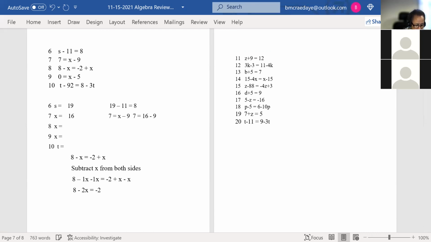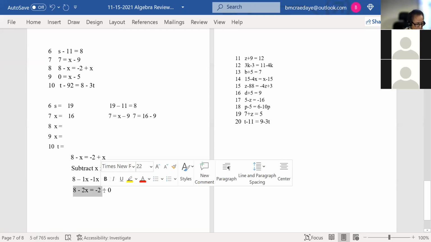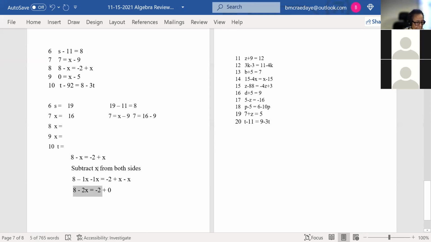So that's minus 2 plus 0. Remember, if you have the same variable or the same number, or the same variable and number combination, and one is plus and one is minus, you get 0. So plus x and a minus x give you 0. What you have left is minus 2. So you have 8 minus 2x equals minus 2. Let's copy that.